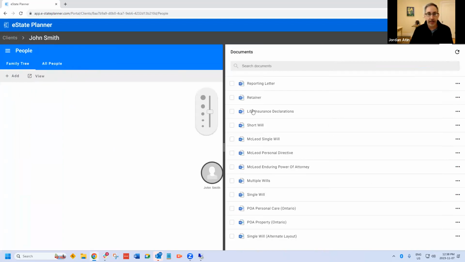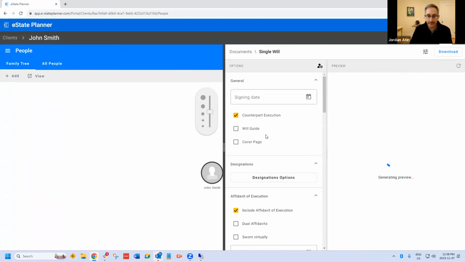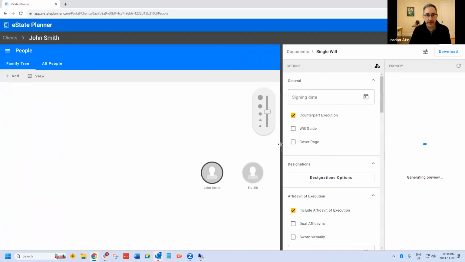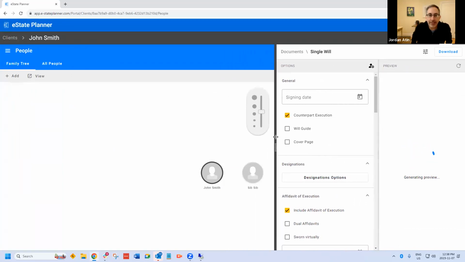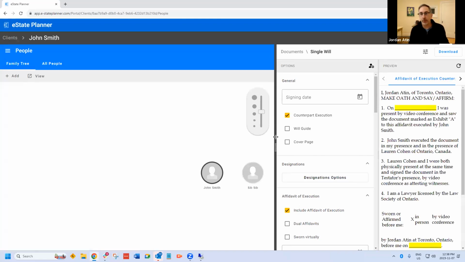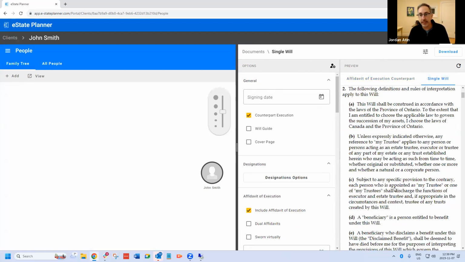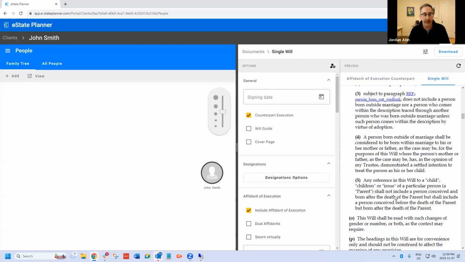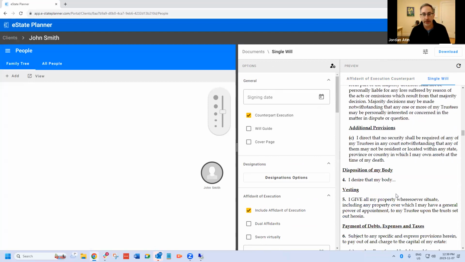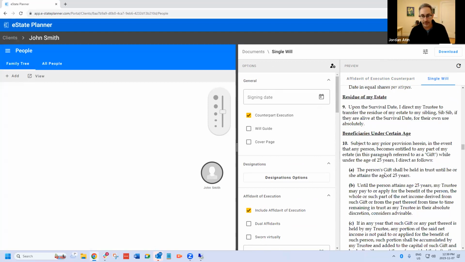So what eState does, I'm just going to call up the single will. What eState does when it's creating a beneficiaries under certain age clause, first of all, it checks to see: do we need that clause? Okay. So if there were no beneficiaries, or they were charities, for example, you wouldn't see the BUCA clause, because it knows that there's no possibility that anybody could receive money while under the age set out. Okay.